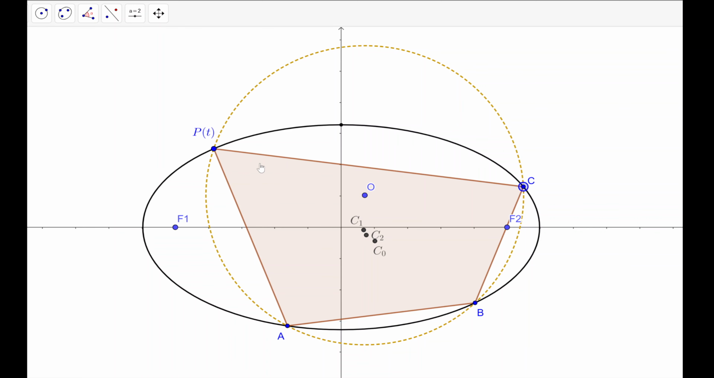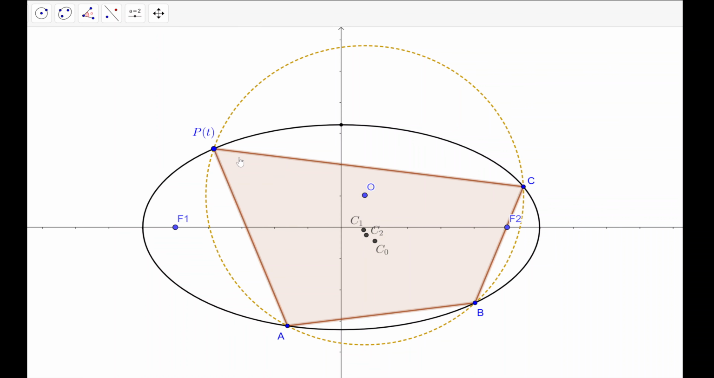Now let's consider this quadrilateral P, A, B, C, and I'm going to draw its three centroids: C sub 0, which is the vertex centroid, C sub 1, which is the perimeter centroid, and C sub 2, which is the area centroid.